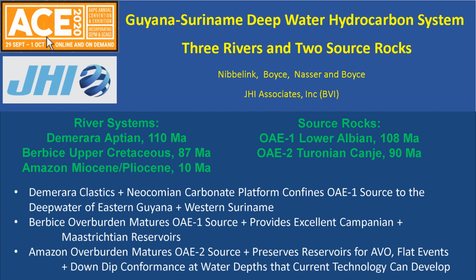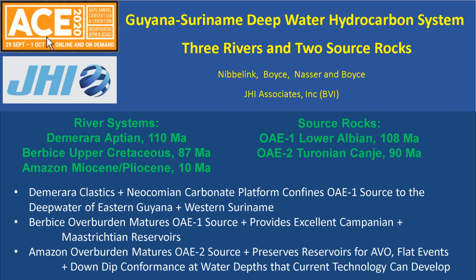Thanks for the opportunity to present the Guyana-Suriname Deepwater Hydrocarbon System, a story of 3 rivers and 2 source rocks. My co-authors are Masab Nasser, Dick, and John Boyce. We all work for JHI, and I appreciate the opportunity to work on this data and to present the story to you today. The 3 river systems are the Demerara, the Berbice, and the Amazon, and the source rocks are the Lower Albian and the Turonian Canje.